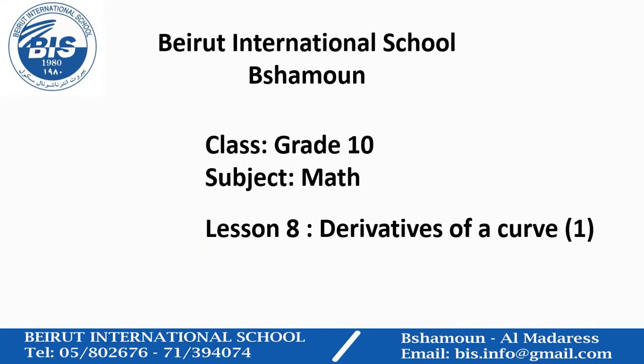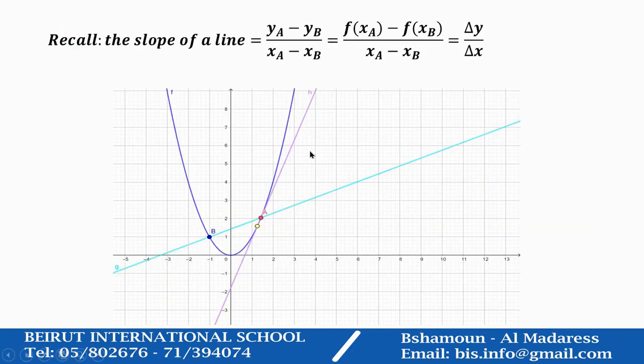Today's lesson is about derivatives of a curve. Recall, we took the slope in grade 9 and also in grade 10. The slope of any line passing through given points is the change in y over the change in x. You may call the y f of x. It will be f of xa minus f of xb over xa minus xb, or delta y over delta x, rise over run. It is the rate of change. The rise over run is called the rate of change.